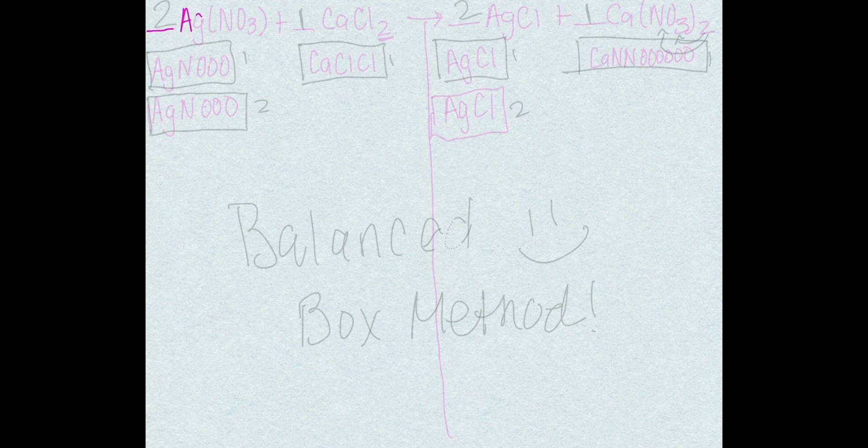So we have AgNO3 plus CaCl2 yields AgCl plus CaNO3 and 2. Now this one I really want you to take your time with, because as you can see we have some polyatomic ions and it's just a lot going on.